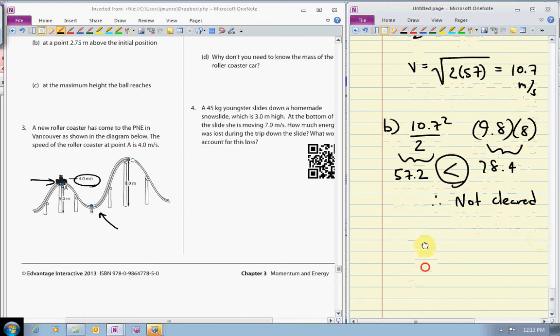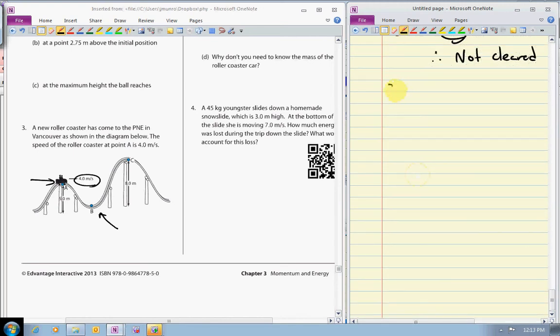How fast would it have to go? Question C. How fast does the roller coaster have to be going at point B to make it to the top of the second hill? Again, total energy conservation. It needs to have a total energy of 78.4. So v is the square root of 78.4 times 2. Velocity has to equal 12.5 meters per second.